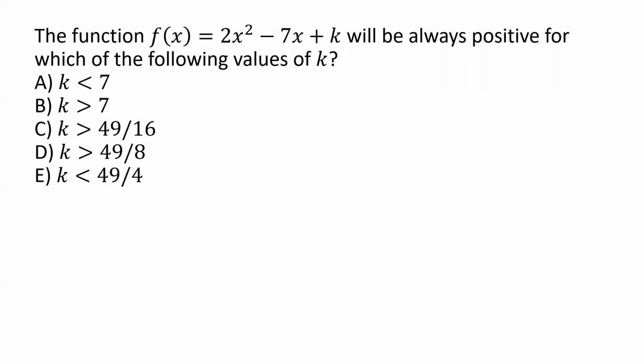The function f(x) is equal to 2x squared minus 7x plus k will be always positive for which of the following values of k? So we're given a quadratic function f(x) is equal to 2x squared minus 7x plus k, where k is a parameter, and we're asked to find the values of this parameter k for which this function is going to be always positive.